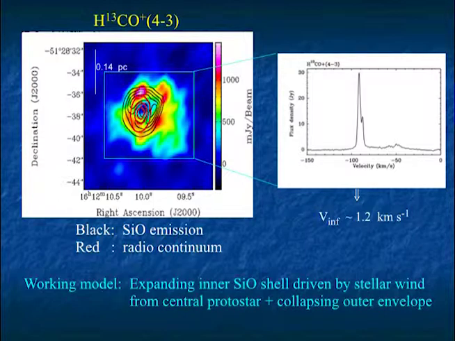This is still the A13CO+, which is a lower density gas. It is the gas that is falling toward the other gas that is produced perhaps by the shocks due to this stellar wind. The SiO is typically a tracer of shocks.